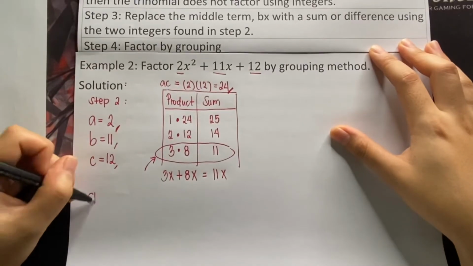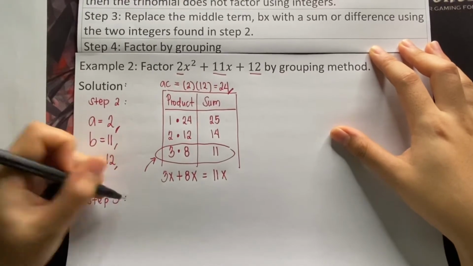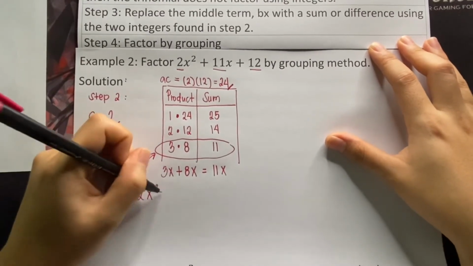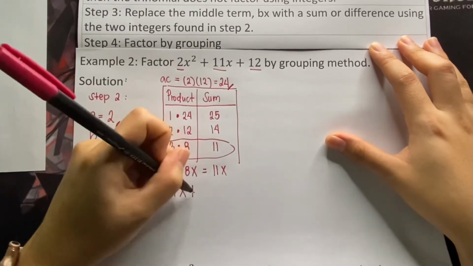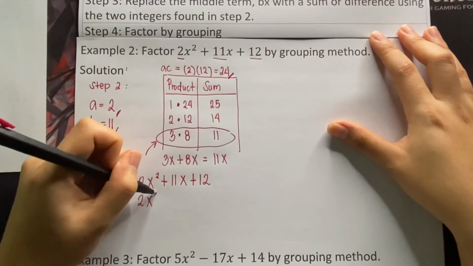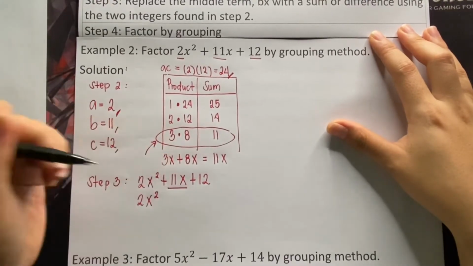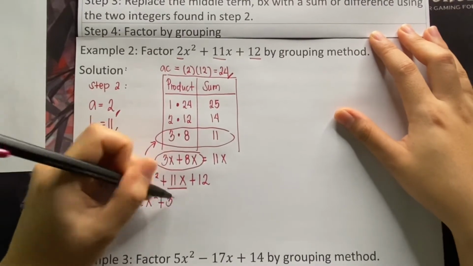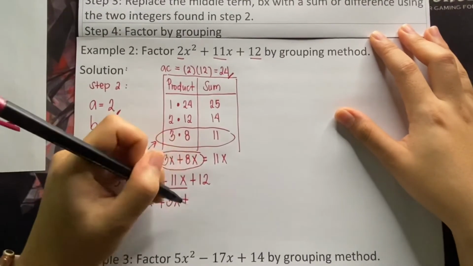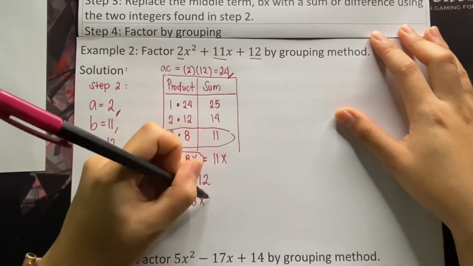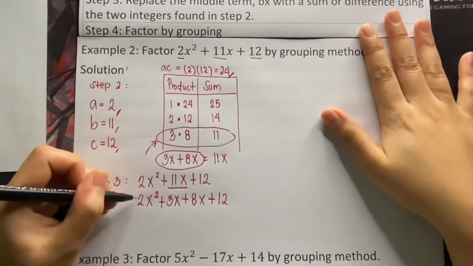Let's have step number 3. Replace na natin. Copy the given. 2x squared plus 11x plus 12. Bring down the first term. Then replace natin yung second term ng nakuha nating dalawang integers. Plus 3x plus 8x. Bring down 12. Okay. Yan ang quantity.